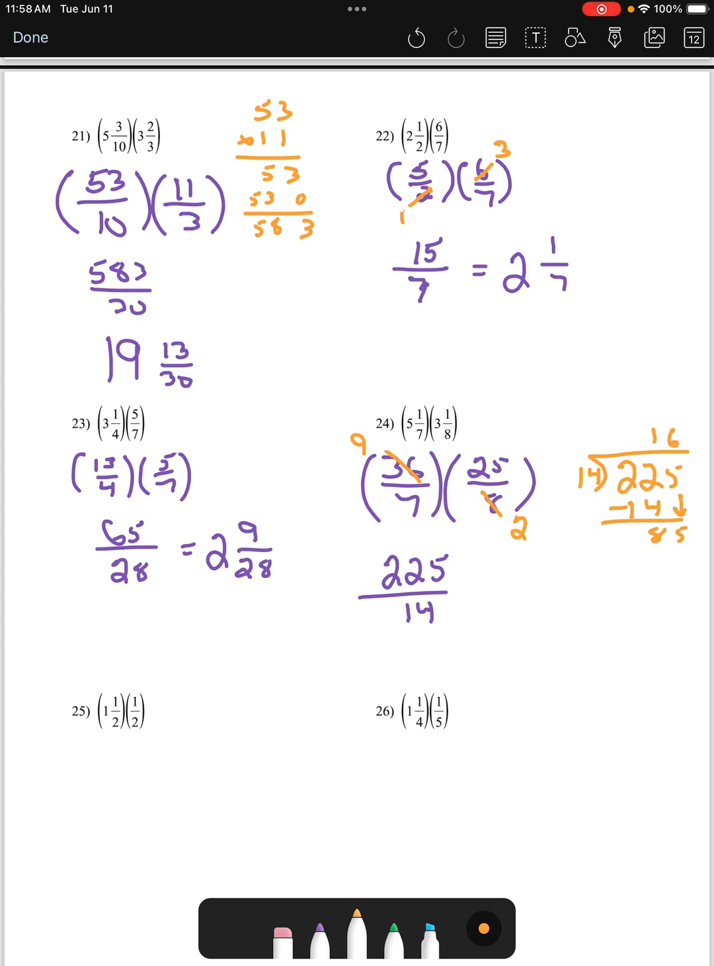It'll go into 22 once, with a remainder of 8. It'll go into 85 6 times, I think. 6 times 4 is 24, carry a 2. 6 times 1 is 6, plus the extra 2 is 8. Good, with a remainder of 1. So 225 fourteenths is 16 and 1/14.